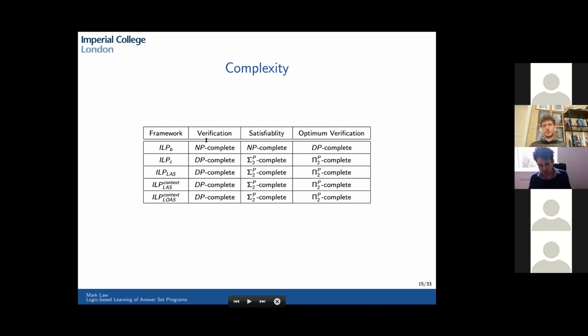Brave induction, the one where you're trying to cover all examples in at least one answer set of the program, has a lower computational complexity than any of the other learning frameworks. But interestingly, even though the learning from answer sets frameworks are far more general than cautious induction, as shown on the previous slide, they actually have the same worst case computational complexity as cautious induction. And each of the extensions that we gave does not increase this computational complexity.